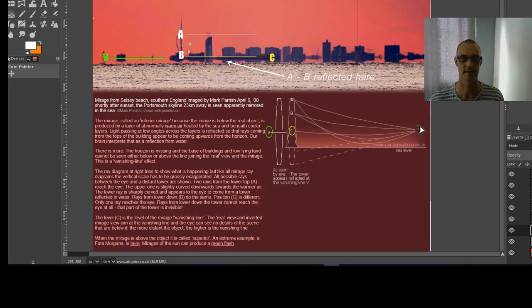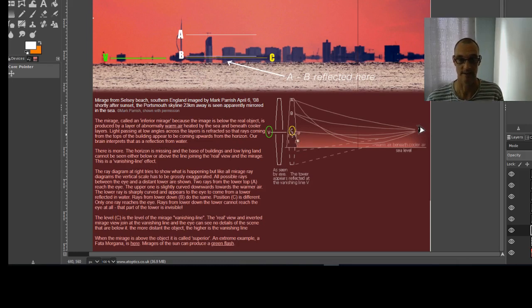So basically the upper parts of the structure, we are seeing the upper part, and we are seeing that upper part reflected in the water. Or not reflected in the water, but appears to be reflected in the water, because of the way light is bending, or refraction, through this different layer of dense air above the water.